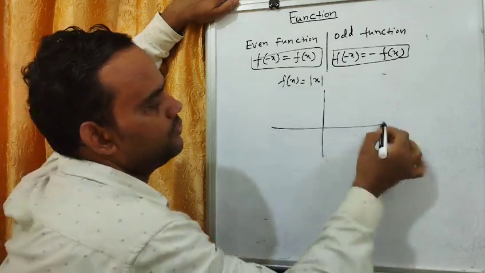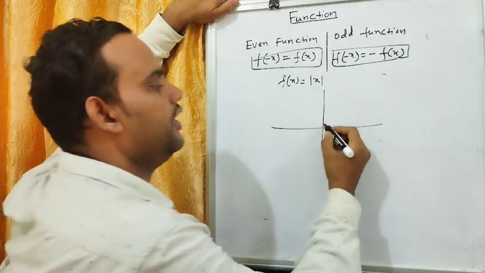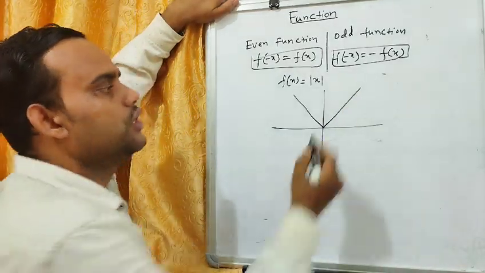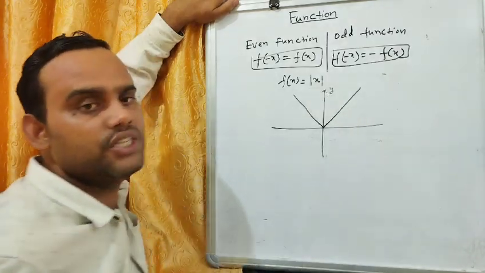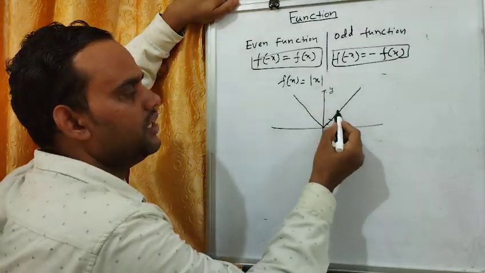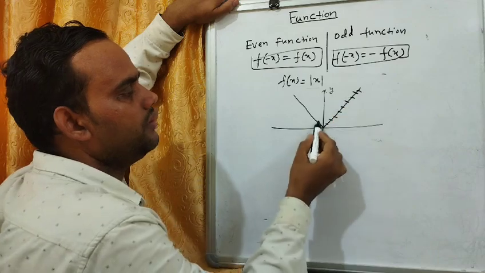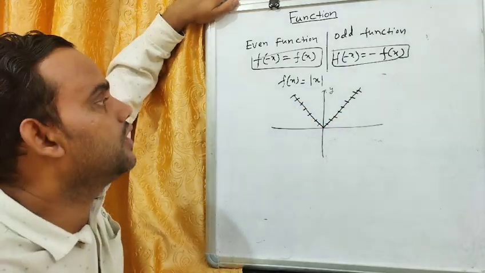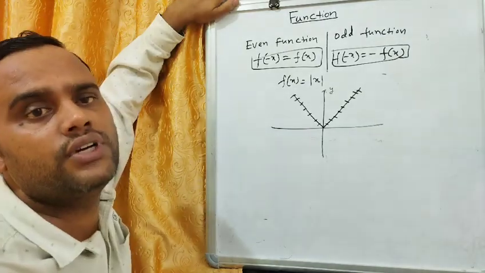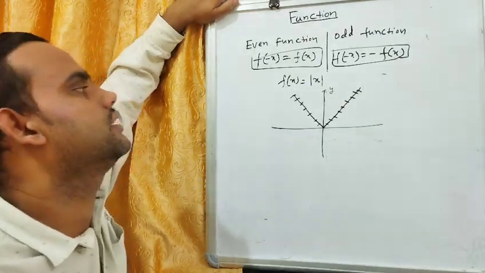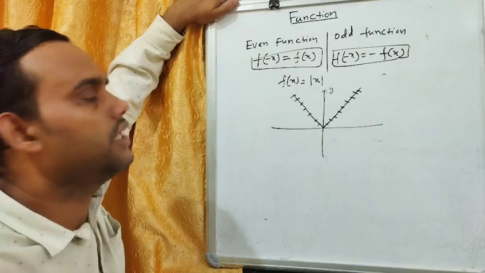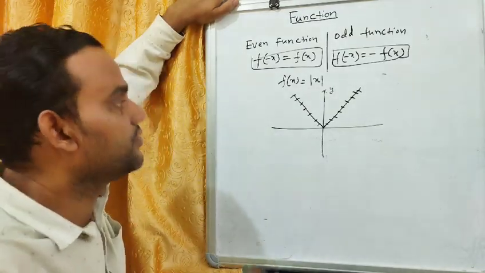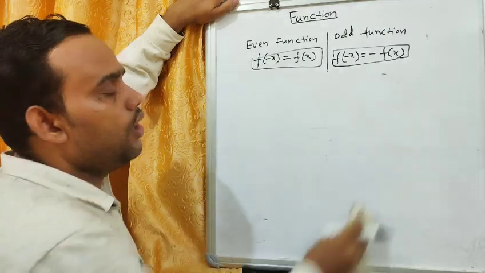Now we draw the mod x graph, as we already know. Mod x is the V shape and the turning point is at x equals 0. So the y-axis acts as a mirror, and if you take the image, it comes out the same. So this is symmetric about the y-axis. Any graph symmetric about the y-axis, we can conclude the given curve is an even function.